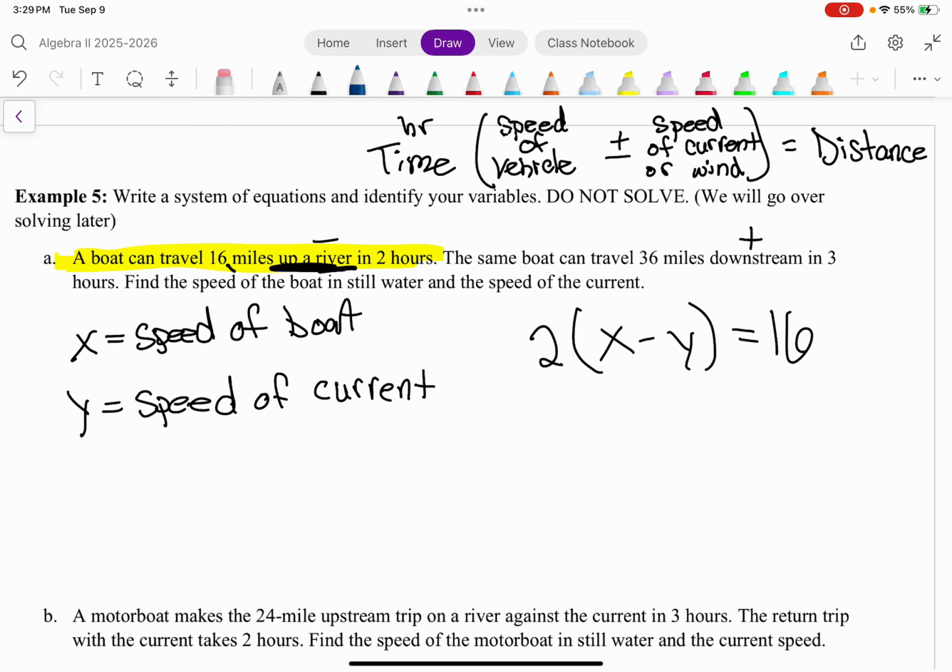Our next equation: the same boat can travel 36 miles downstream in 3 hours. So we'll start with our time, 3 hours. Now we're going with the current, or downstream. So we are going to take the speed of the boat and add the speed of the current, because it's pushing us, so it's making us go faster. And you can see that because we also traveled a total of 36 miles. So that is what our equation would be equal to.